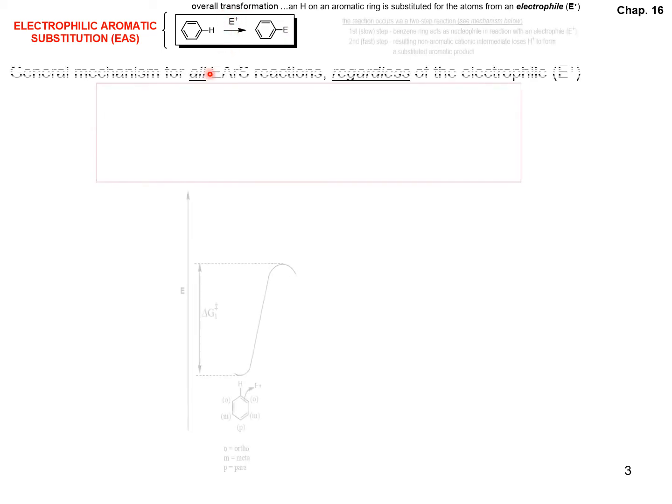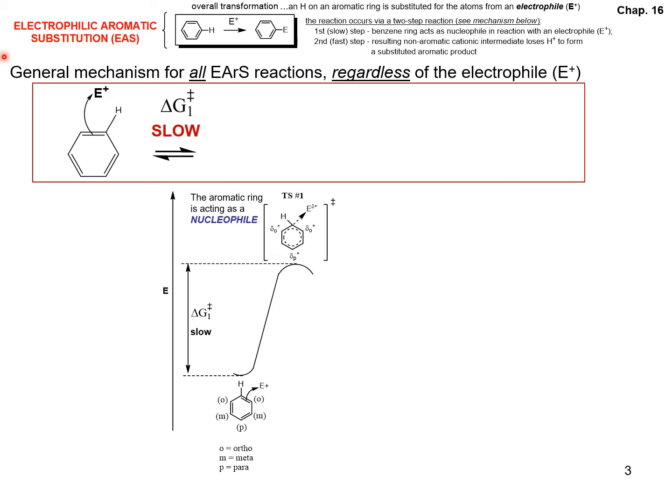The overall transformation in all electrophilic aromatic substitution reactions is the substitution of a hydrogen on the benzene ring for the atom or atoms that come from the electrophile. Regardless of whatever specific electrophilic aromatic substitution you're considering, be it halogenation or nitration or sulfonation or the Friedel-Crafts reactions, they all follow the same general two-step mechanism, which is shown here.